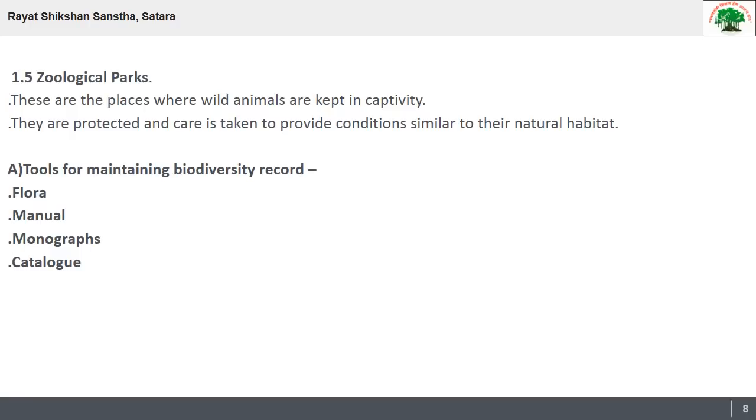Then the third tool is monograph. What is a monograph? A monograph typically reviews all known species within a group, meaning it describes any one selected biological group, whereas a manual provides us information and identification of species in a particular area. Then the next tool is catalog. A catalog is a list of things. So it holds essential information on names, relationships and distribution of living organisms. So these are very important tools, and these tools help us maintain biodiversity record.